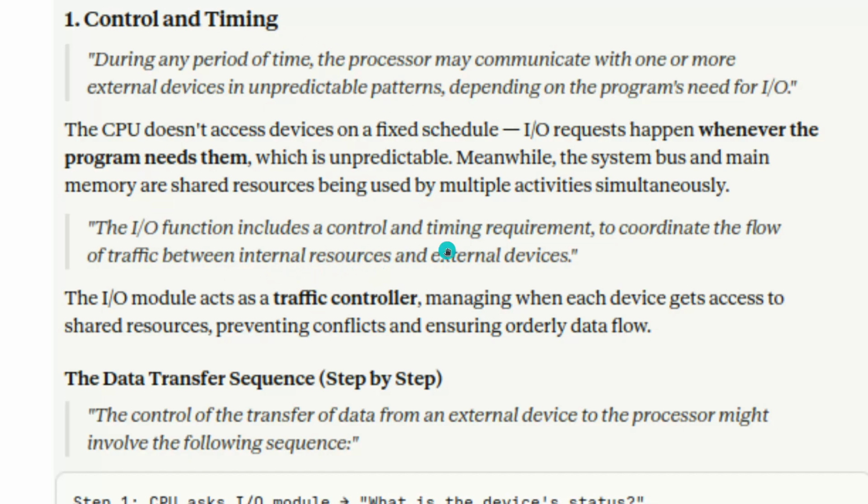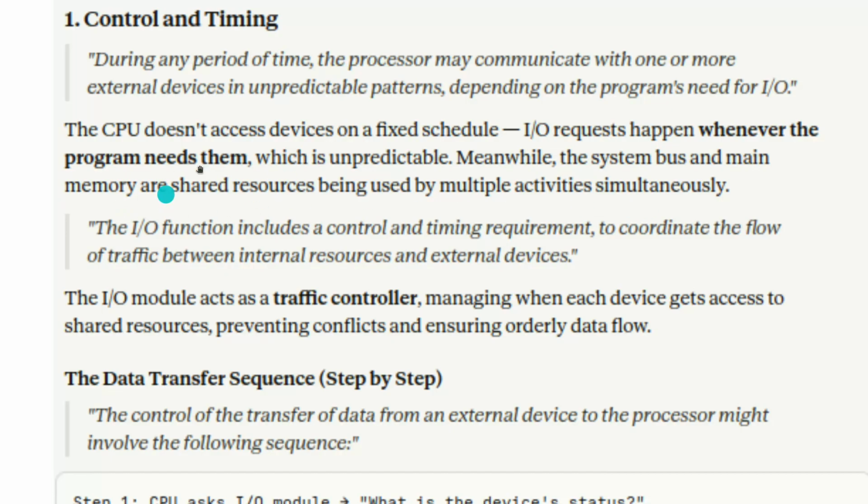So the IO module acts as a traffic control by providing control and timing requirements. This IO module would manage when each device gets access to the shared resources, preventing conflicts and ensuring an orderly data flow. What is happening here is that we have understood there are some shared resources which can be accessed by our devices, and multiple activities are already happening simultaneously.